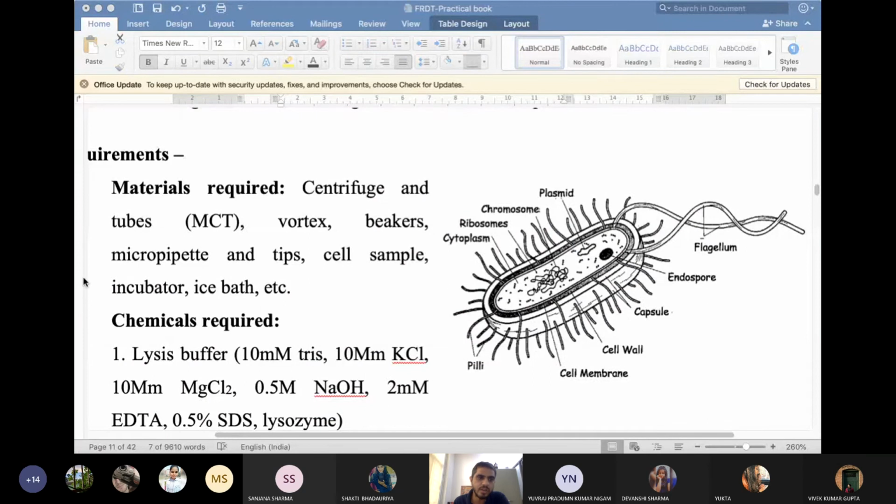In a similar way as your detergent is cleaning your clothes and cleaning your hands, this detergent is going to remove the cell membrane. What does detergent do? Detergent is going to dissolve. Here the term is dissolution. It is going to dissolve the cell membrane. The cell membrane is made of lipids, so it dissolves the lipids.